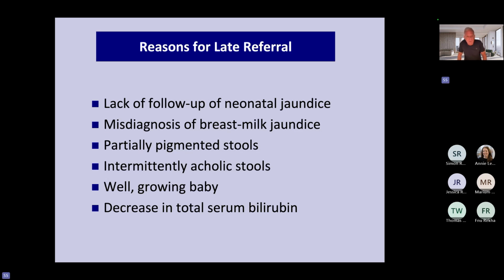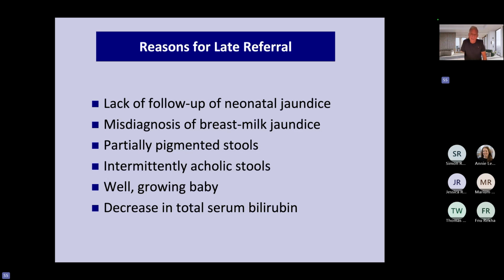The reasons for late referral are lack of follow-up of neonatal jaundice, which again, I think can be partially avoided. That problem can be avoided by the early diagnosis of direct hyperbilirubinemia. A misdiagnosis of breast milk jaundice: baby comes in at 3 weeks of age, it's breastfed, looks jaundiced, but otherwise is vigorous. The pediatrician says that's just the breast milk. And we showed the slide of when breast milk jaundice should get better. The stools may be partially pigmented.